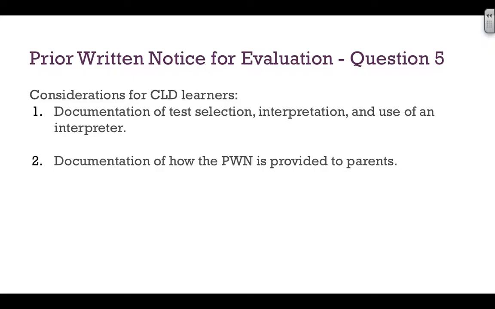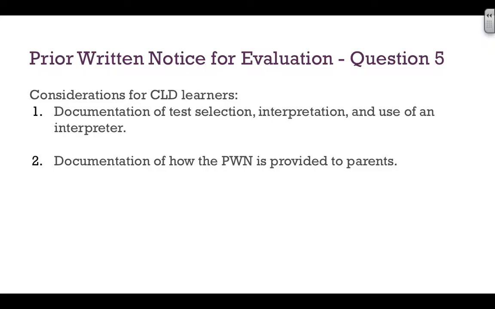Second, consider in what language the written prior notice will be provided to parents, and document this under question 5. Can parents read in English and agree to receive written communication in English? Can parents read in their primary or native language? If they cannot read English, their native language, or their native language is only spoken, oral interpretation must be provided and documented using the form SCS9.